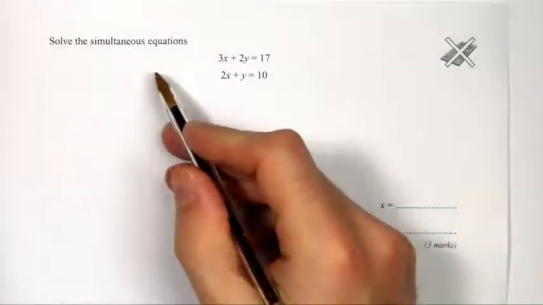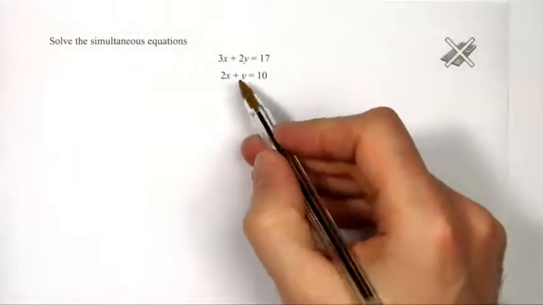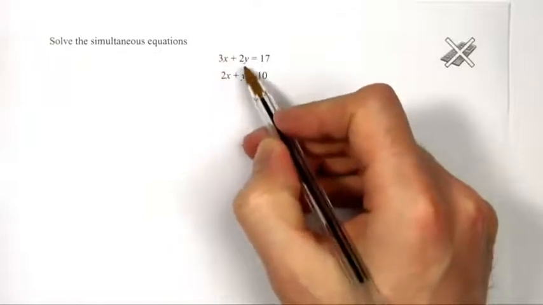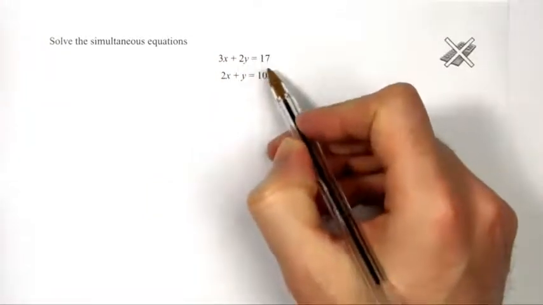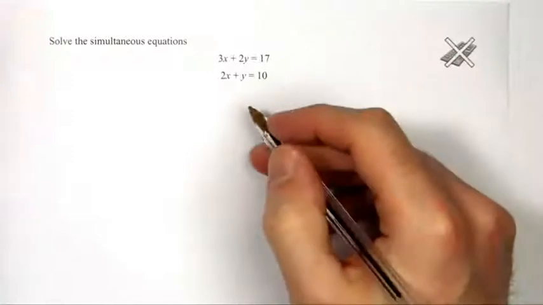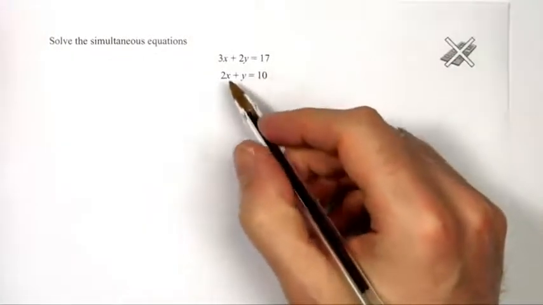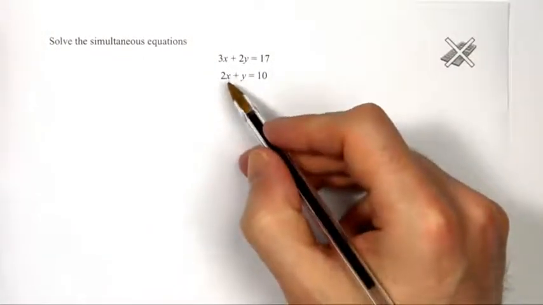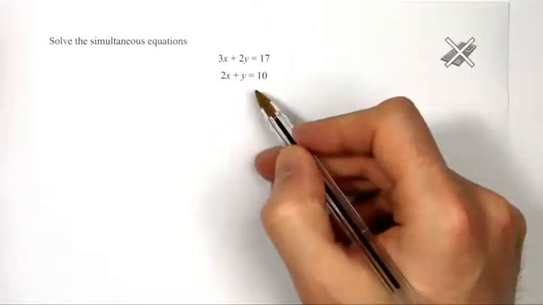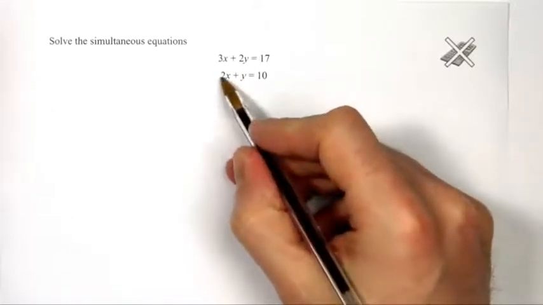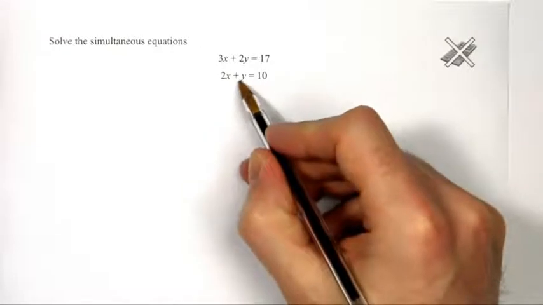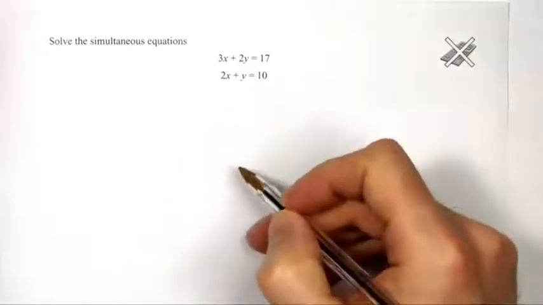Okay, solve the simultaneous equations. So the first thing we need to do is to make sure we've got x's over x's, y's over y's, and numbers over numbers. So that's all right. And now we have to multiply one of the equations so that we've got the same number of x's or y's. And what I'm going to do is multiply this equation by 2. So we'll end up with 2y, the same as that 2y there.